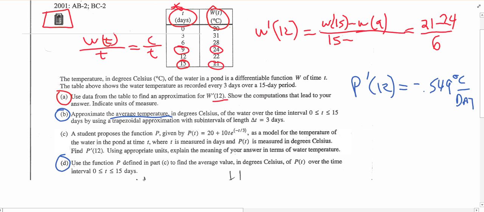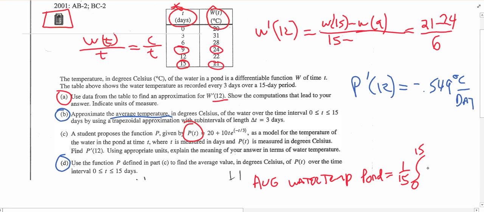So if you wanted to get your full credit for this, they did define this function as P of T, so we don't need to rewrite it. If they give it to you in the problem in terms of a letter, you can just simply write it like this. So part D, we could say the average water temperature in the pond is equal to 1/15 integral from 0 to 15 of P of T dt, and just spit out the answer, and it would be 25.757 degrees Celsius. So hopefully this helps you.